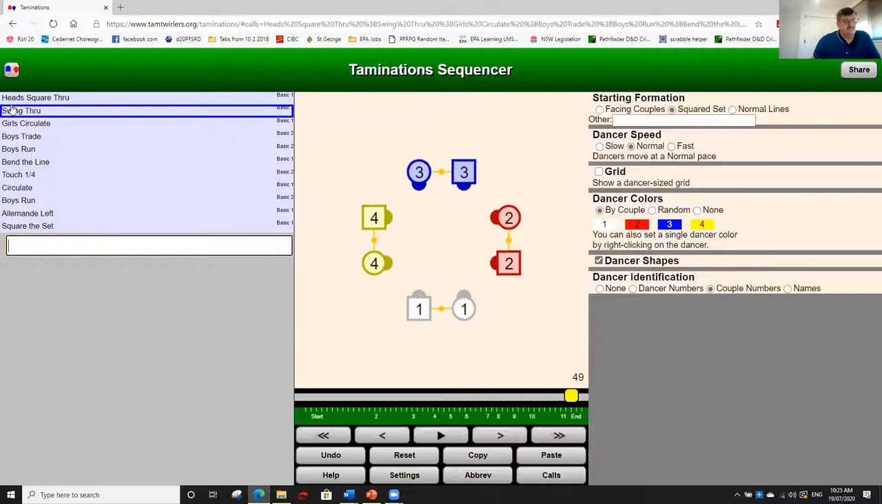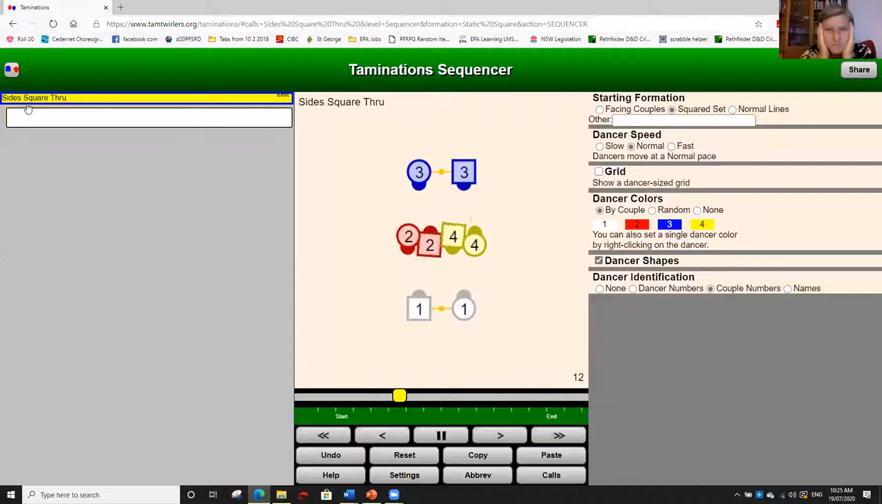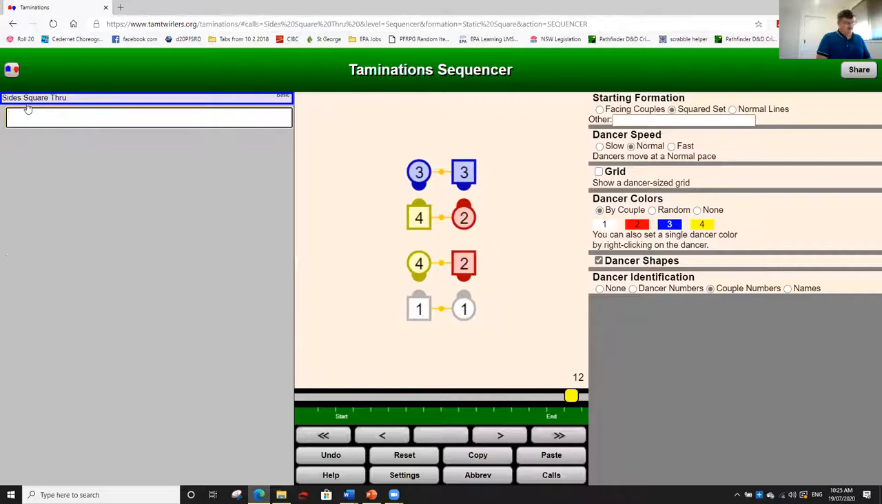Now I want to make it feel different for the dancers. So I'm going to do exactly the same thing, but I'm going to start with sides square through. Believe it or not, although this is the same thing, it feels different because they're working at different walls. They're looking at different people.